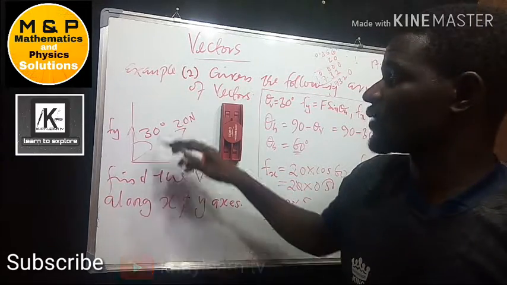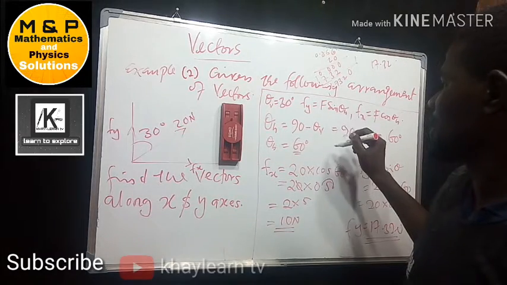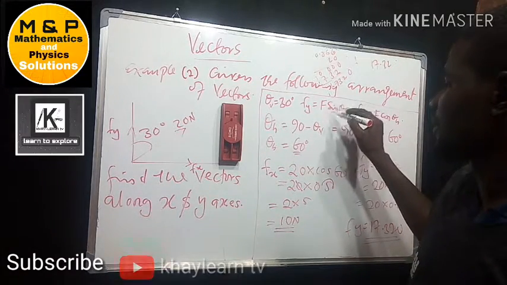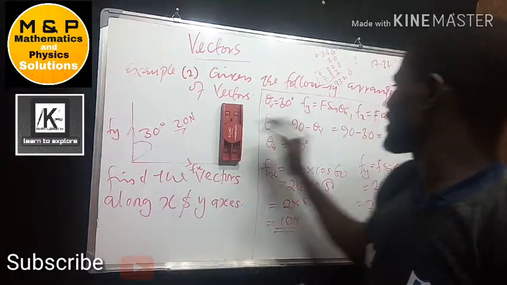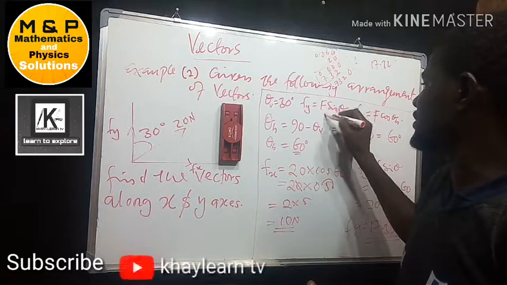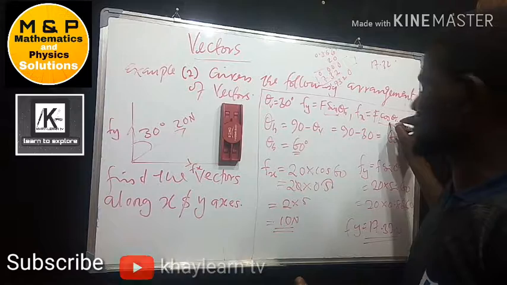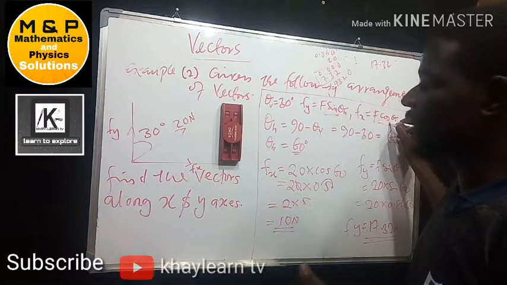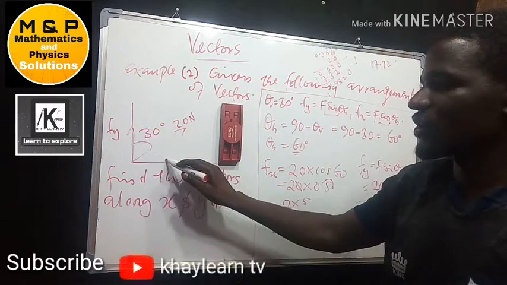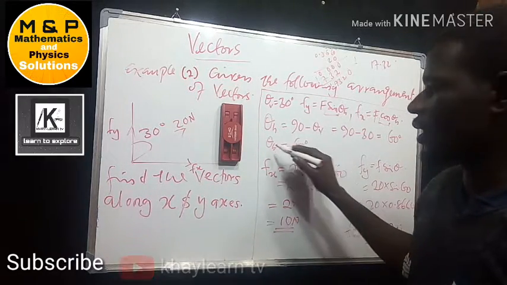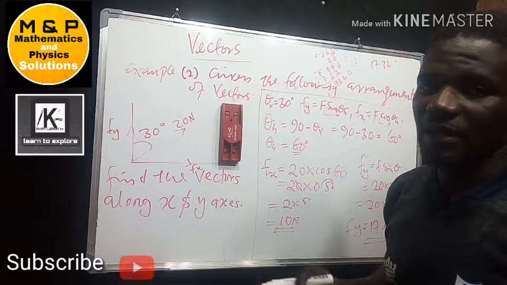You can still make use of this 30, but the ratios for the horizontal and vertical components will change. If you decide to use 30, then this place will be cos instead of sine, and this place should be sine instead of cos. But advisably, it's better for you to convert this angle to the vertical into the horizontal, just like it is here. So theta to the horizontal, which is 60 degrees, will be used to make this calculation.